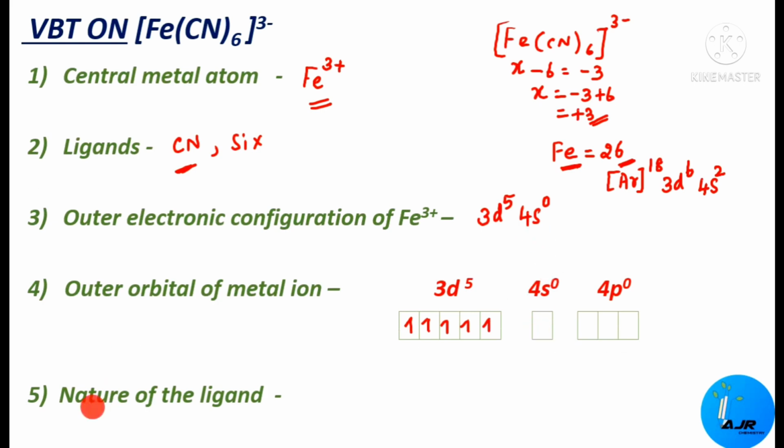Next comes the nature of the ligand. What is the ligand here? It is CN, the cyanide ion, and it is a strong field ligand. Since it is a strong field ligand, it forces the electrons of Fe3+ to pair up against Hund's rule of maximum multiplicity.